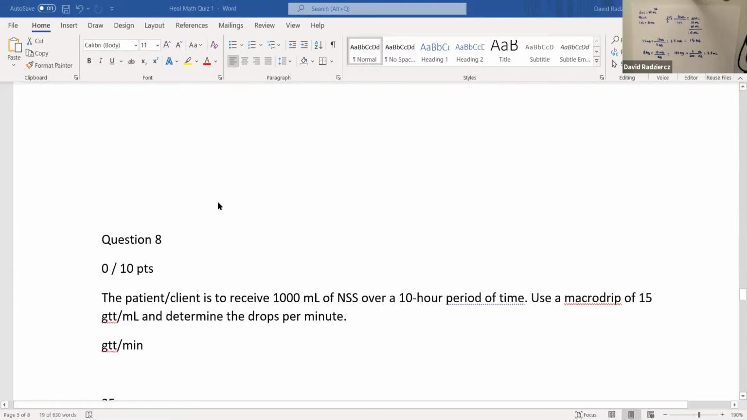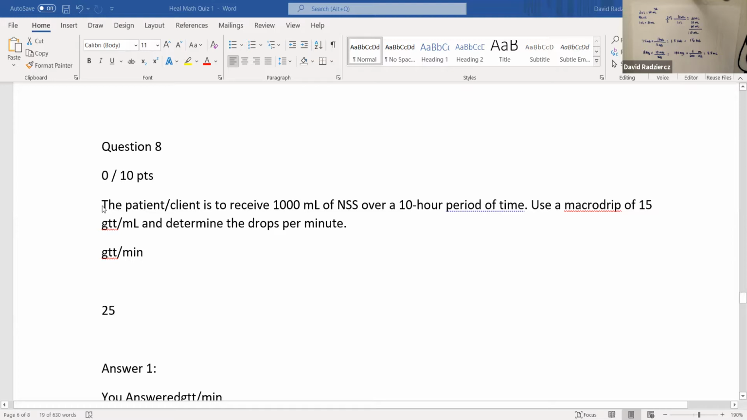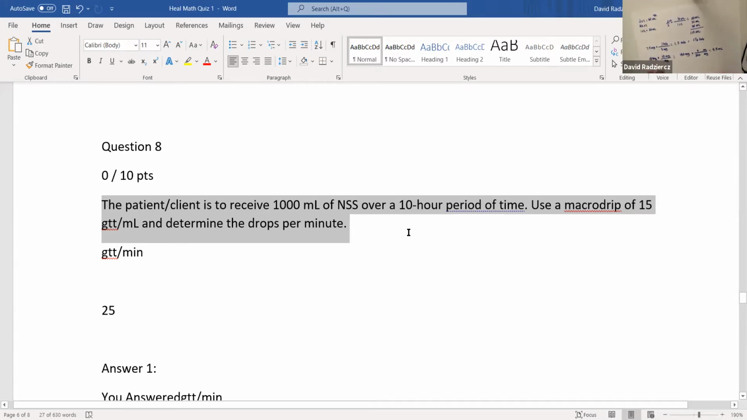Okay. All right. Next question. And this looks like a drop rate question. So this is a good one. It says the patient is to receive 1,000 milliliters of normal saline over a 10-hour period. Use a macro drip of 15 drops per milliliter and determine the drops per minute. So I'm going to write down the important pieces of information here. We have 1,000 milliliters, we have 10 hours, and we have 15 drops per milliliter.